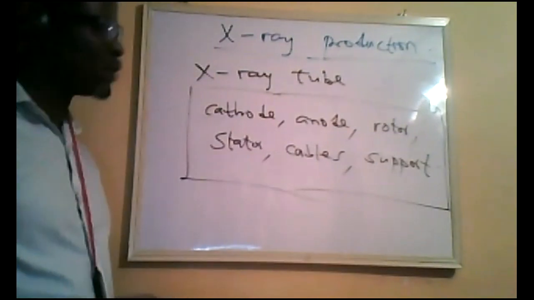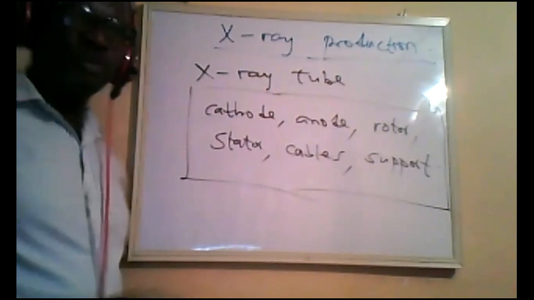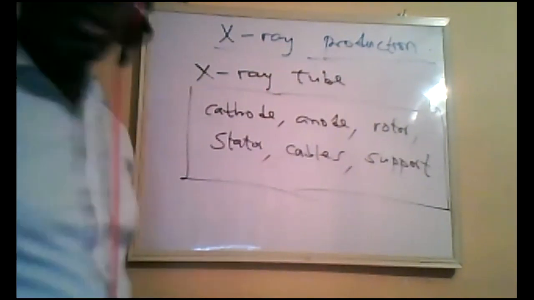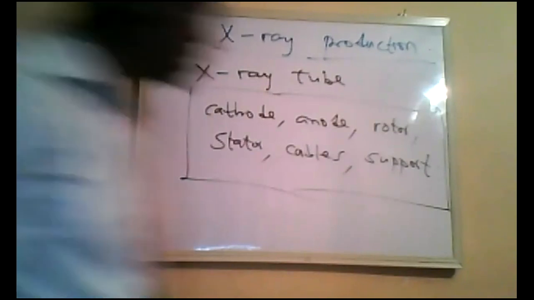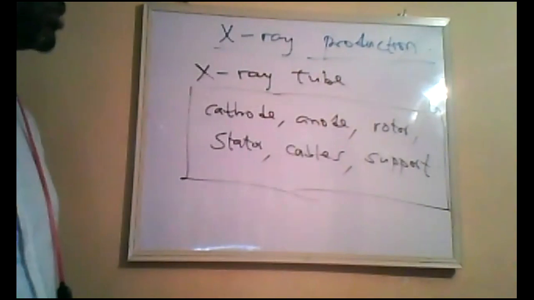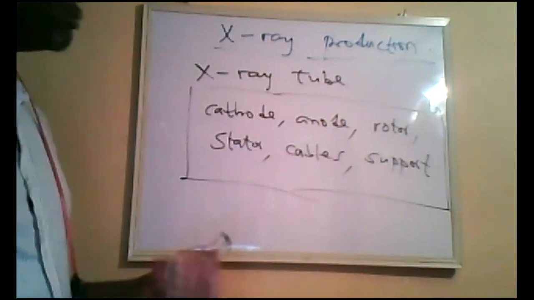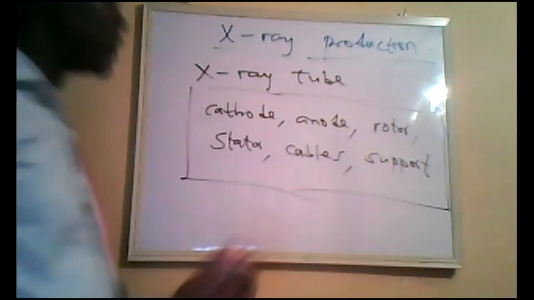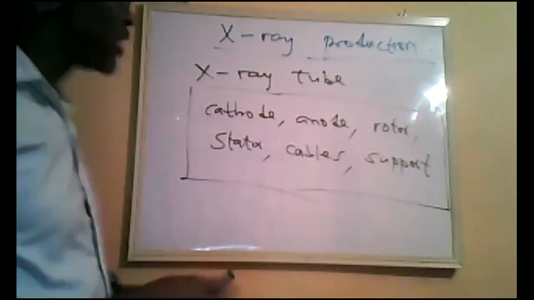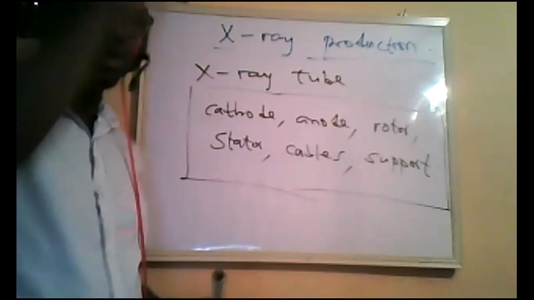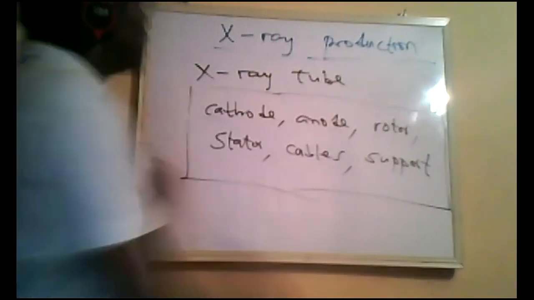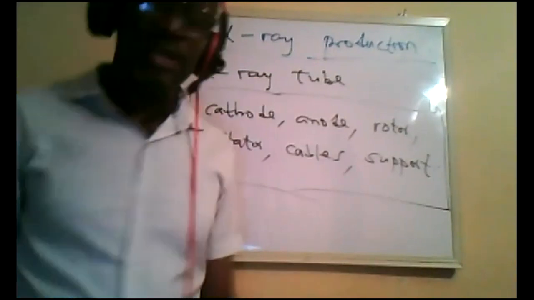It's a vacuum. The vacuum is there, like I told us before, for the reasons we stated earlier, so that we don't have unnecessary impingement or interference by air molecules inside. Everything has to do with electrons going to the anode to interact. So these are the major components of the X-ray tube.